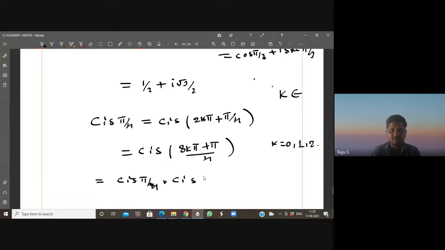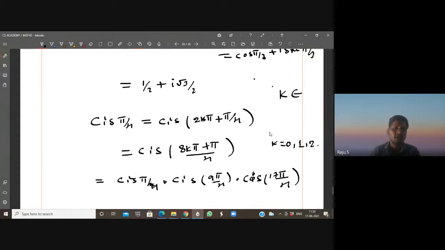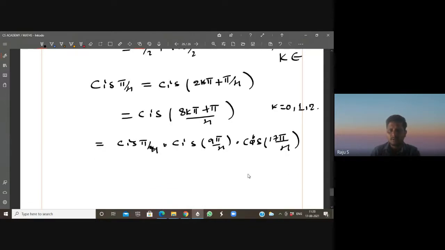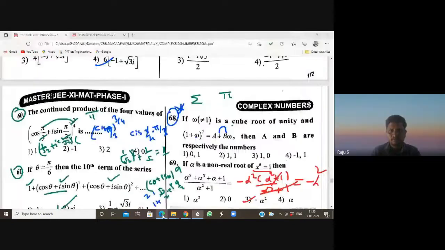Cis of 9 pi by 4, then cis of 17 pi by 4. This value you have to find and substitute over here, and you will get the answer. Sir, another value also we need to take, sir. They asked for the first 4 values.